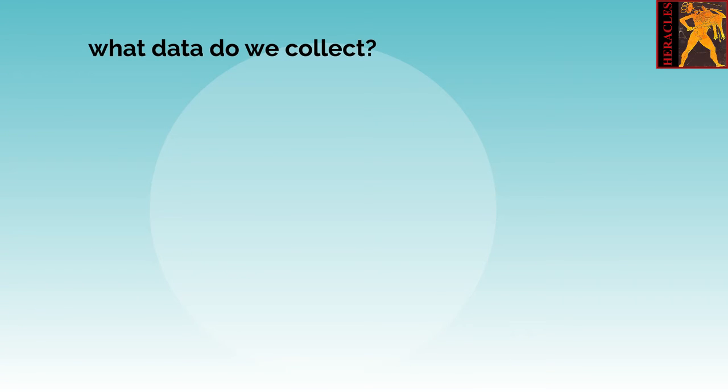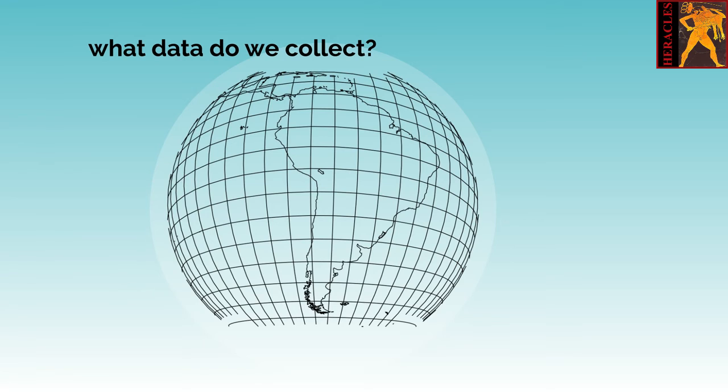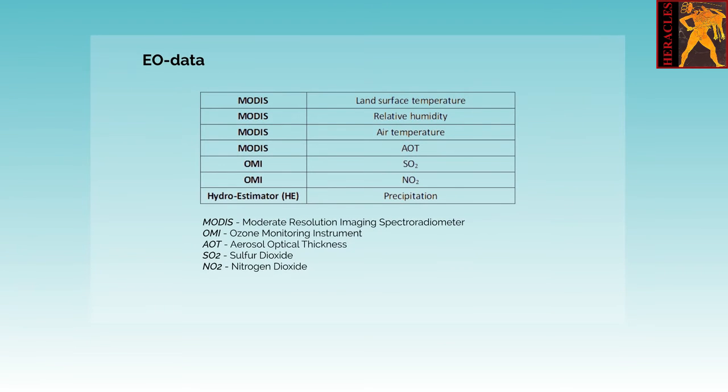What data do we collect for HERACLES? In terms of type of data, we can distinguish the scale of data, namely global or local data, and likewise we can distinguish the data source, data from Earth observation systems, or data from ground measurements. Data from EO or Earth observation systems are available from MODIS, OMI, and Hydro-Estimator.